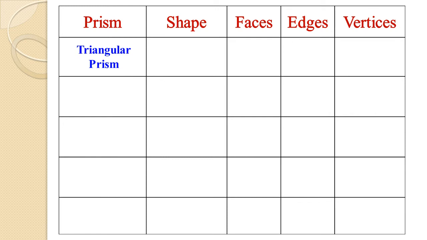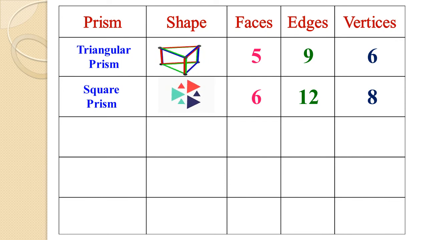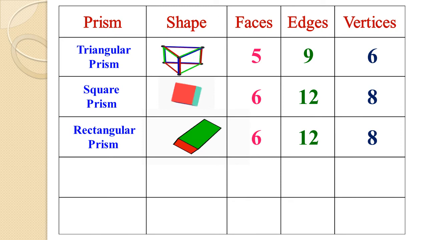So first triangular prism. So it has 5 faces, 9 edges and 6 vertices. Next square prism. So it has 6 faces, 12 edges and 8 vertices. Square prism is also called cube. Next rectangular prism. So it has 6 faces, 12 edges and 8 vertices. So rectangular prism is also called cuboid.